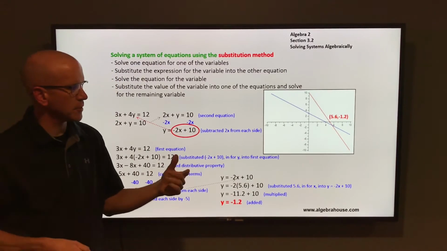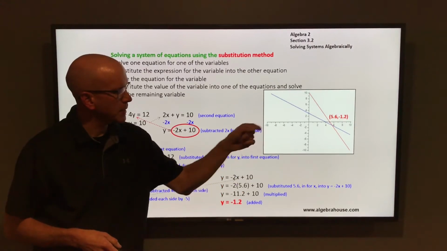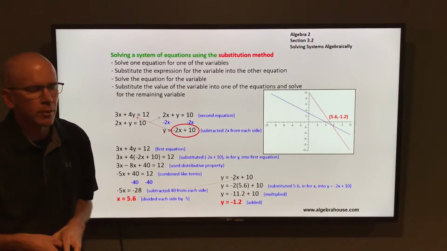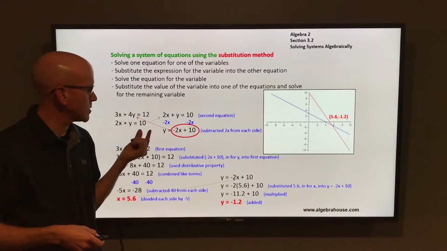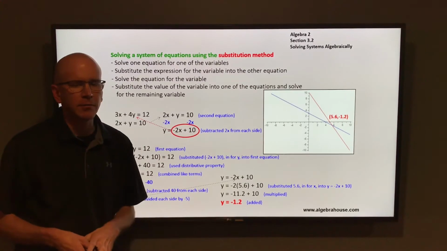And if you graph these two lines on a graphing calculator, you can see they do meet at the point 5.6 and negative 1.2. So solving this system of equations for x and y, x equals 5.6 and y equals negative 1.2.